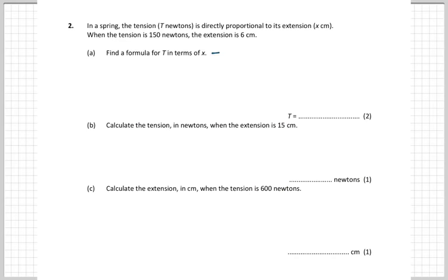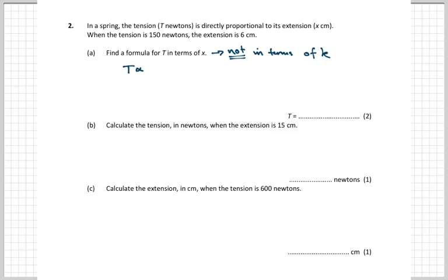Moving on. Okay, firstly, look at this question. It says find a formula for t in terms of x. It doesn't say in terms of x and k. So if you'd written in terms of x and k, then you've got it wrong. You need to find that value of k using the information from the question. So we state the relationship to start with.